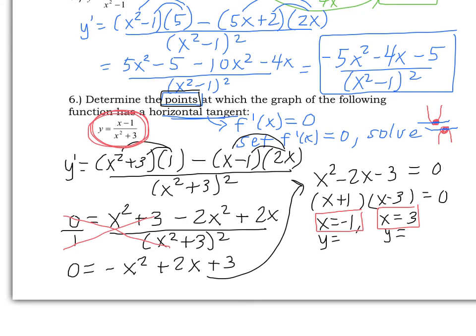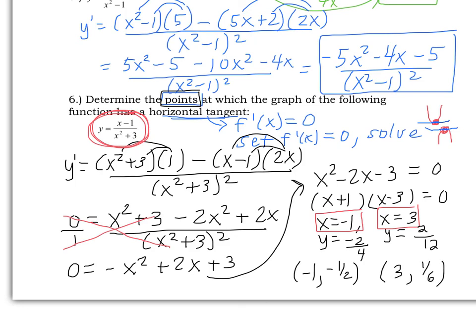So we have to find the y values that go with these x values. Let's plug in. With the first one, you would have -1 minus 1, that's -2, over -1 squared, that's 1, plus 3, that's 4. So our first one would be -1 comma -1/2. And our second one, plug 3 into that original function. You're going to have 2 over 3 squared is 9. 9 and 3 is 12. So our second one is 3 comma 1 over 6.